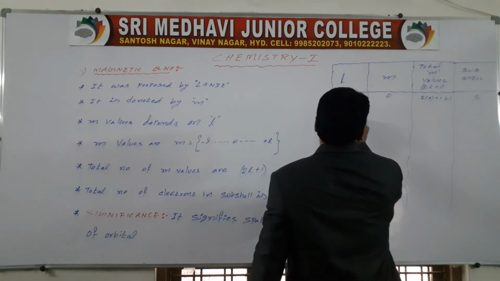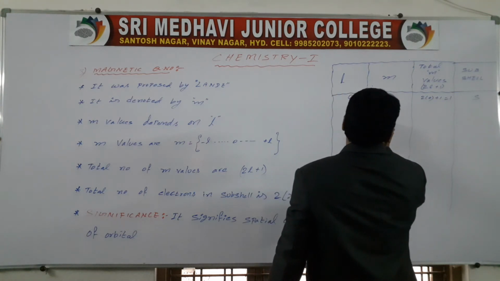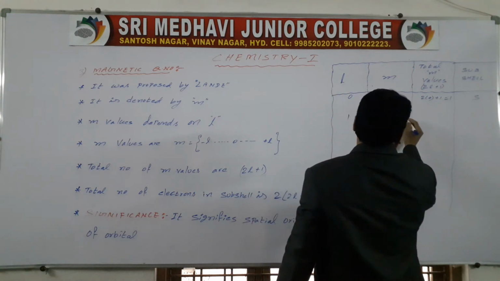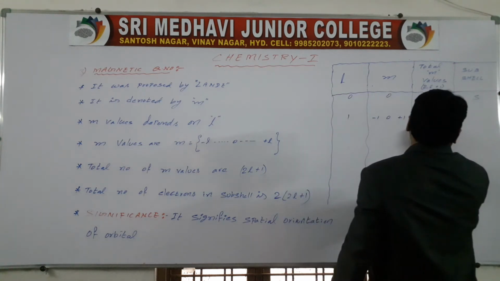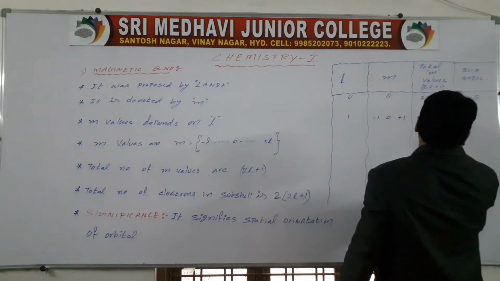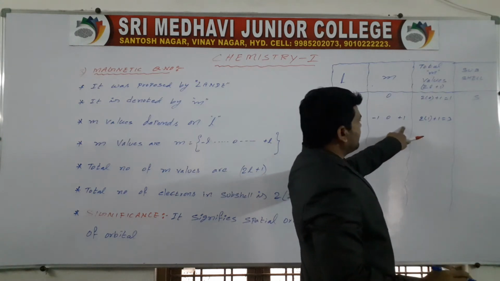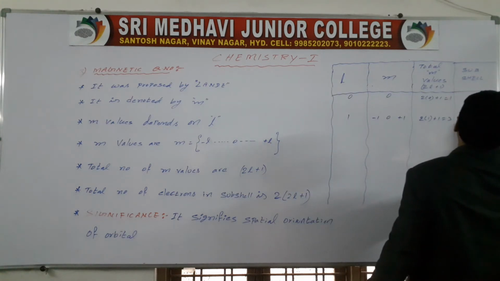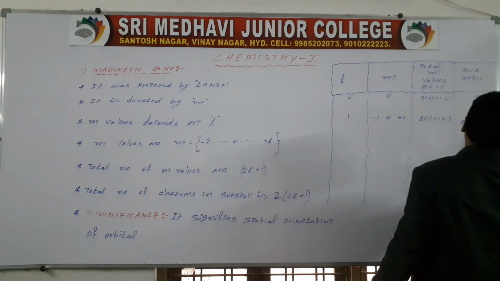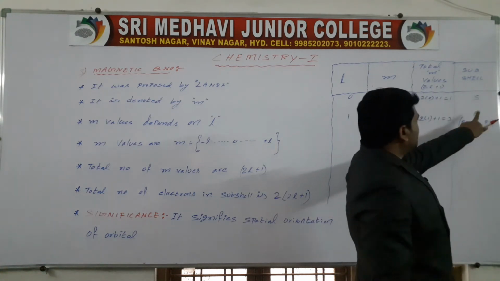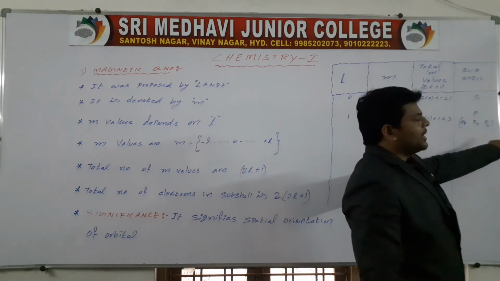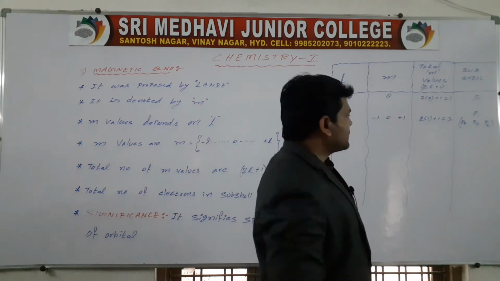Next, L is equal to 1. M values are minus 1, 0, plus 1. Then here 2 into 1 plus 1 means 3: 1, 2, 3. Here the subshell is P, so Px, Py and Pz. The P subshell contains Px, Py, Pz orbitals.